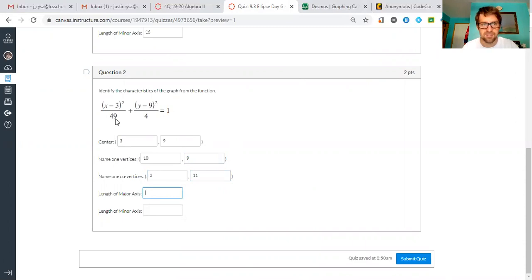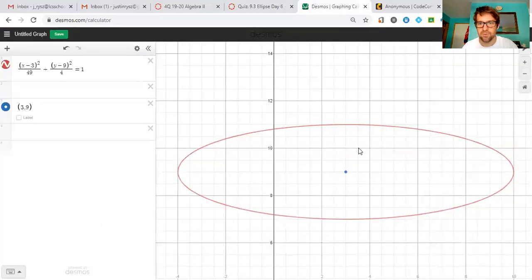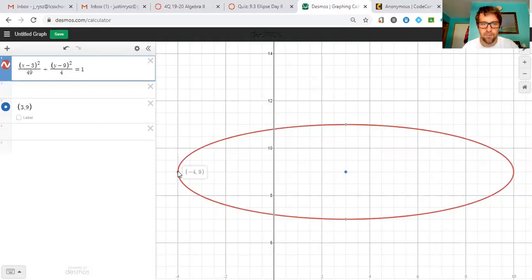All right, length of the major axis. Well, the major axis is the bigger number. We take the square root of that and double it. So that should be 14, but we can always double check that by looking. This is at negative 4, 9. It goes to positive 10, 9. From negative 4 to positive 10, that's a distance of 14.